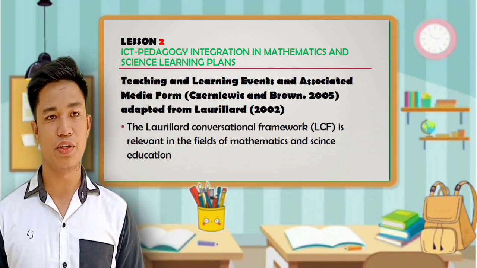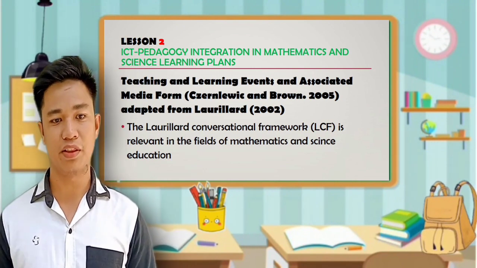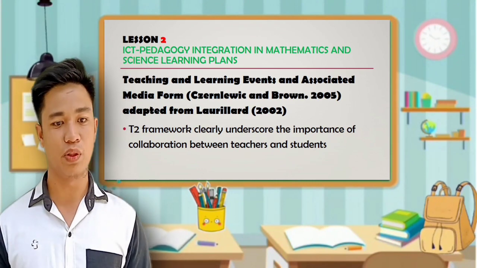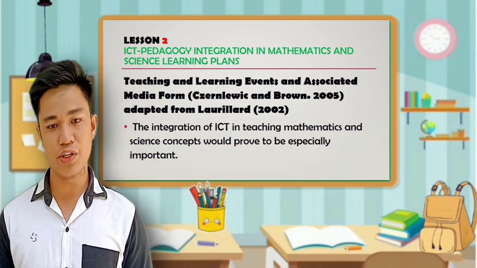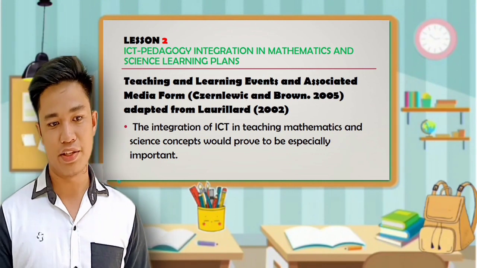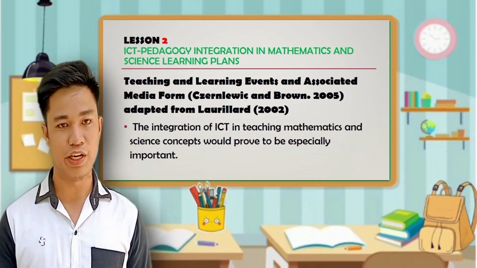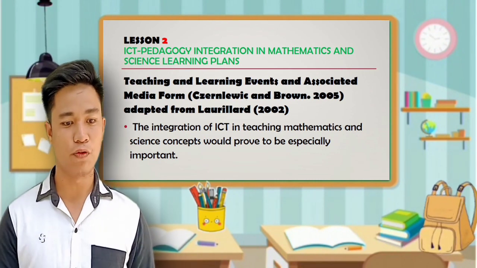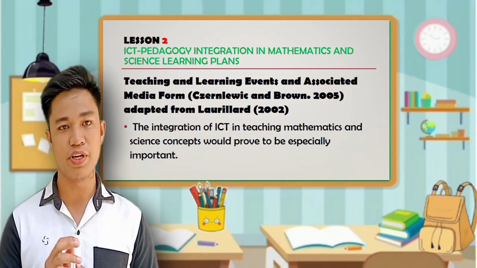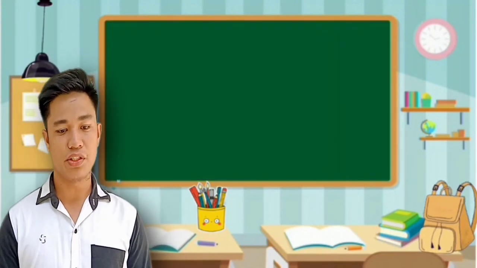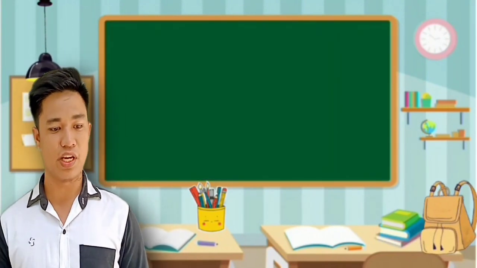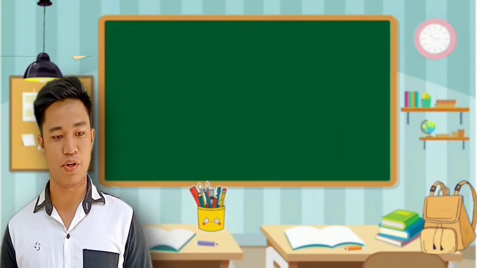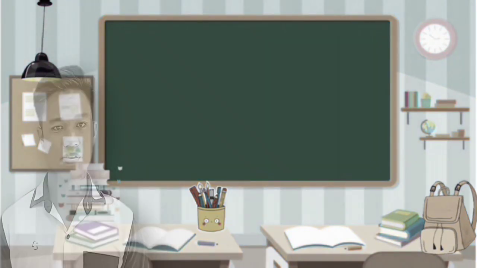Laurillard's conversational framework is relevant in the field of mathematics and science education. The framework clearly underscores the importance of collaboration between teachers and students. The integration of ICT in teaching mathematics and science concepts would prove to be especially important. Mathematics and science subjects are abstract in nature, so a lot of misconceptions arise among students that must be addressed by the teacher. All the teaching and learning events are used in mathematics and science learning, though practice is particularly important, especially in drill and practice activities.